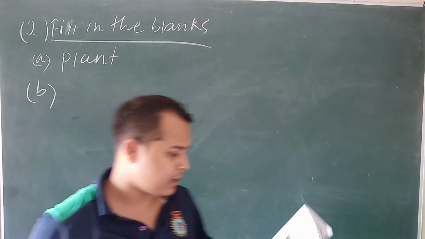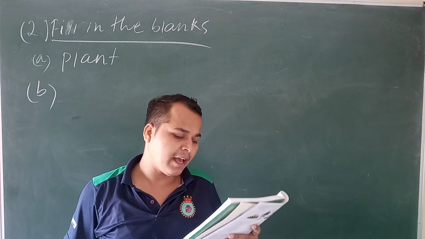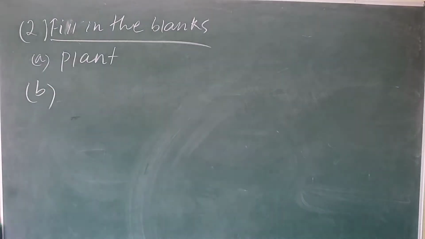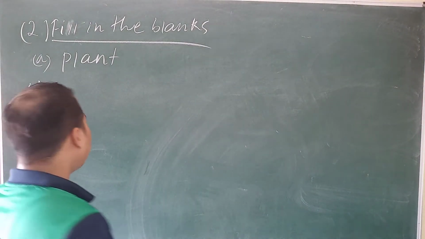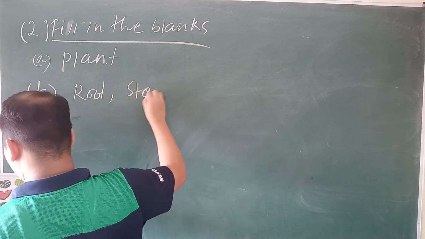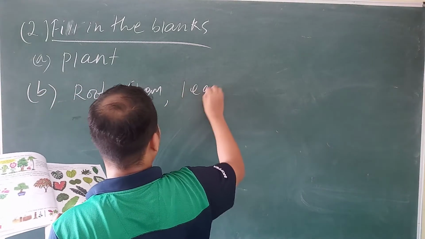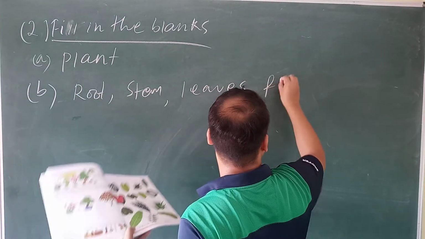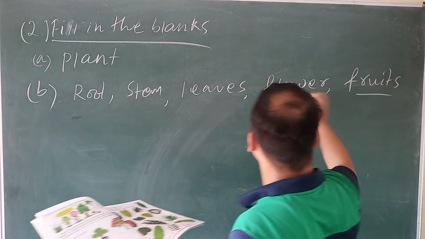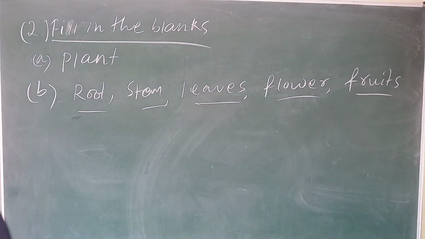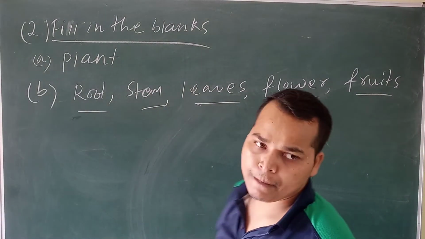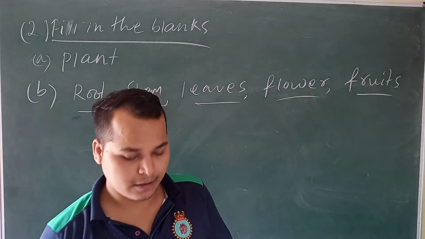Then come to the second question. All flowering plants have dash, dash and dash. There are five options to write. All flowering plants have a what? A root, then a stem, then a leaf, then a flower, and fruits. So all flowering plants have a root, stem, leaves, flower and fruits.